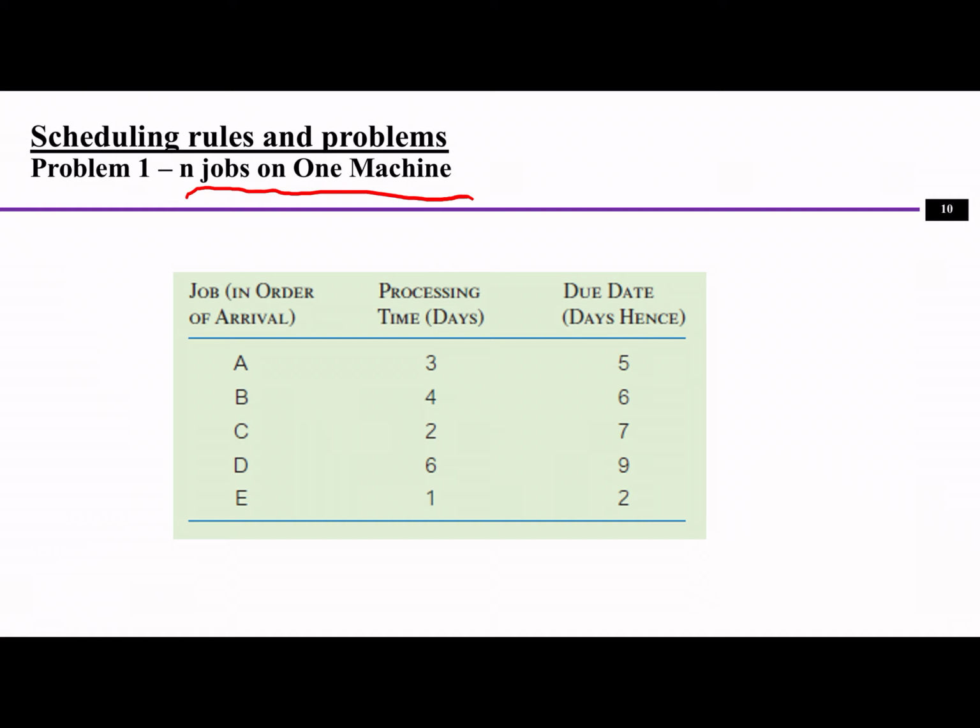This kind of typical problem actually happens a lot, not only in production companies but also in service, for example in the bank, or the DMV, or any other lines of waiting.